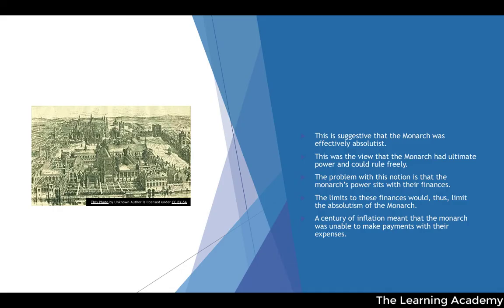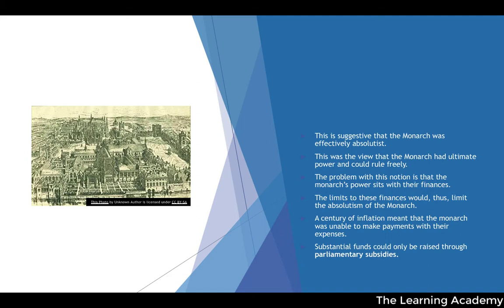A century of inflation meant that the monarch was unable to pay for the things they wanted to pay for with the income that they were given. Their income didn't change, but inflation kept increasing. So as we'll see, finances started to become a really big political issue during this period.